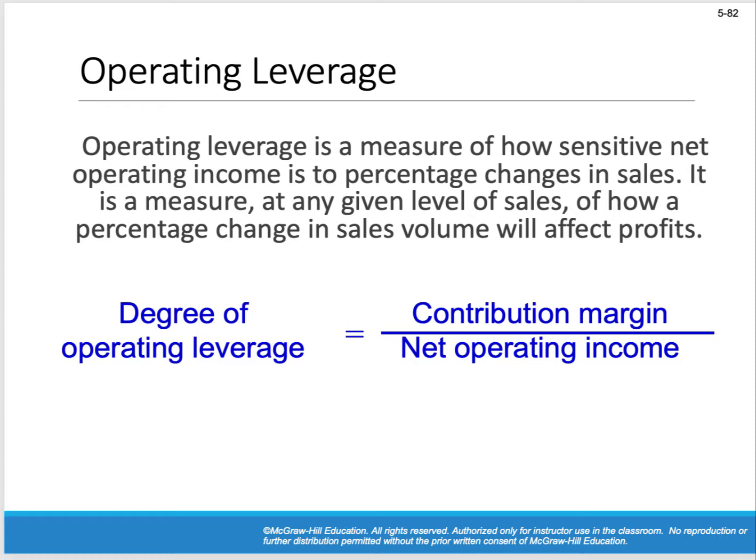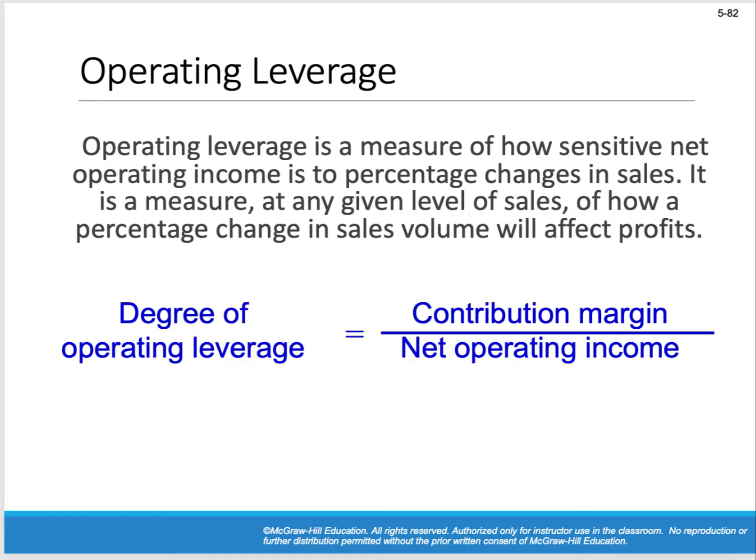So what exactly is operating leverage? Well, operating leverage is a measure of how sensitive net operating income is to percentage changes in sales. So what it allows us to see is, okay, I'm going to have a percentage change in sales, right? The economy's going to go up, going to go down, sales are going to be good, they're going to be not so good. What the degree of operating leverage really does is it allows us to see how sensitive that net operating income change is, okay?